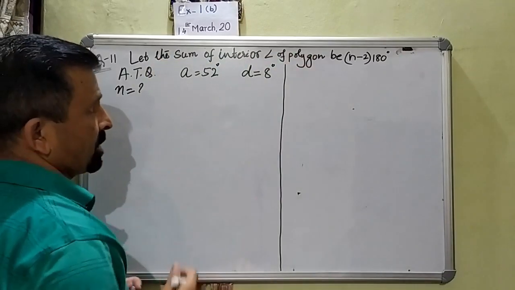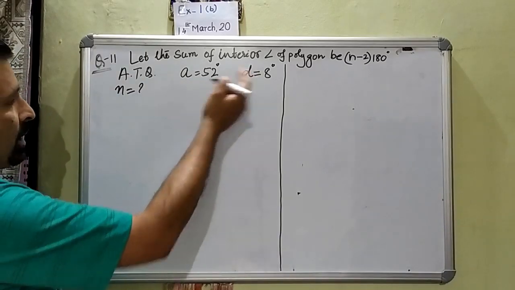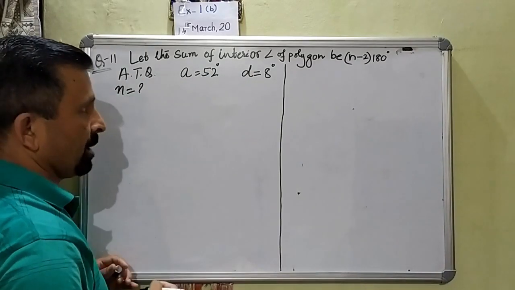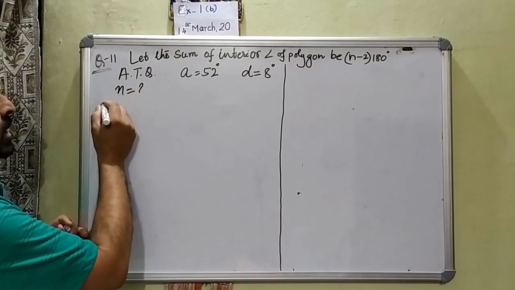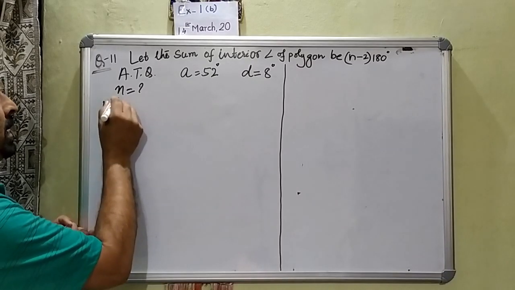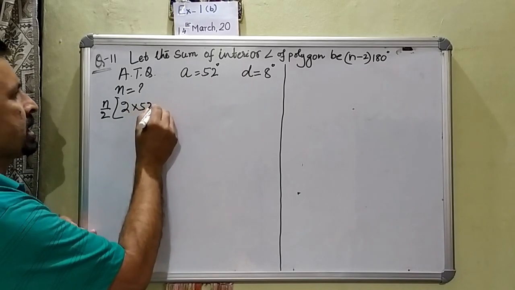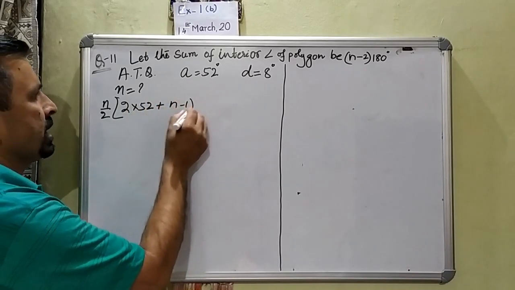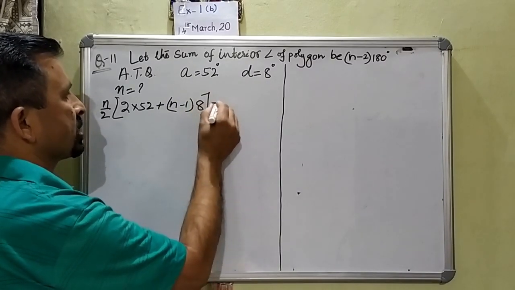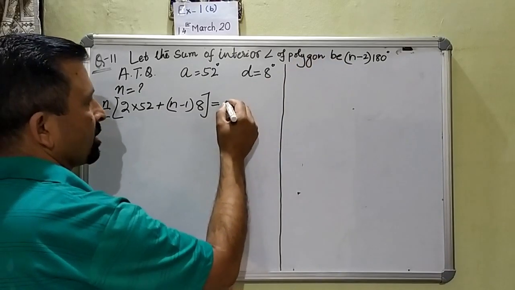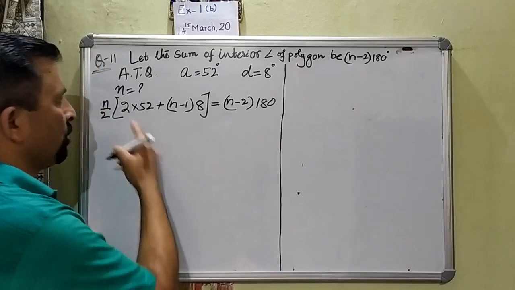Since we started with the sum of the interior angles, we will use the sum formula for the arithmetic progression, put in all these values and calculate the number of sides. The sum formula goes like this: n over 2 into (2a, that is 2 into 52 degrees, plus (n minus 1) into d, which is 8 degrees). This is equal to the sum of interior angles, which is (n minus 2) into 180. Now we can simplify this equation.